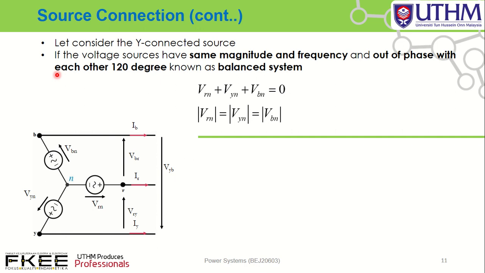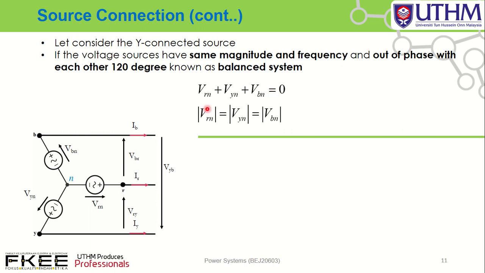In the balanced system, the characteristic of a balanced system is that the summation of each phase voltage, VRN, VYN, and VBN, which is the phase voltage. If you total up or sum all the phase voltages, it must be equal to 0. This is the first characteristic of the balanced system.